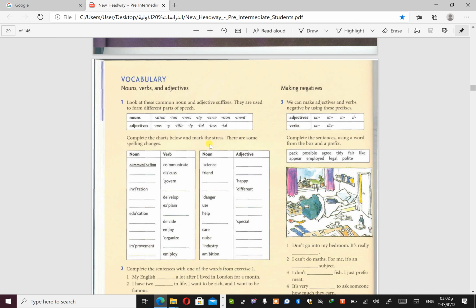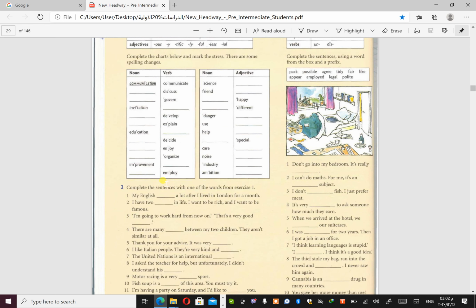And I want you to practice, okay. So guys, here I want you to focus on this and read it. Please try to read it, okay, because this is really important. Like communication, okay. This is the noun. I know how to use it from the shin. Communicate, while here, okay. Discussion, discuss, okay.